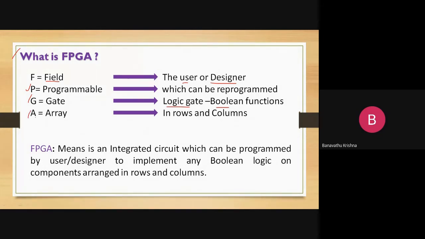And similarly array, A is nothing but array. Here we are going to see rows and columns. The number of devices, the number of elements are going to be mapped on the particular field programming area. That is a group of components, nothing but arrays. Those are independent rows and columns, right? See the field programmable gate array.